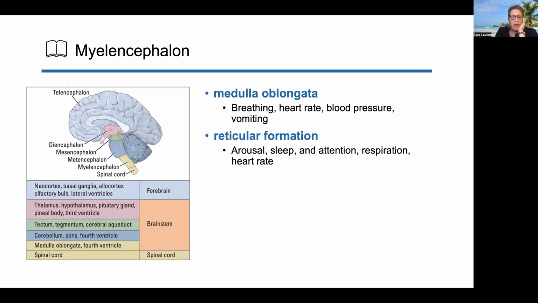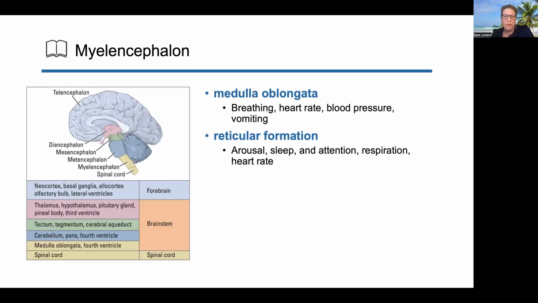And then for the myelencephalon, getting down here towards the end, we have the medulla oblongata, which handles breathing, heart rate, blood pressure, and vomiting. Let me tell you, if you get any sort of stroke within some of these spaces, usually it's pretty much automatic passing. It's not a good space to have a stroke, where your key vital functions are regulated. And then we have the reticular formation, which handles arousal, sleep, attention, respiration, and heart rate. And that is down here in this space as well.